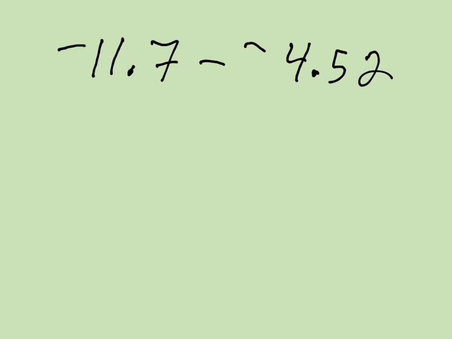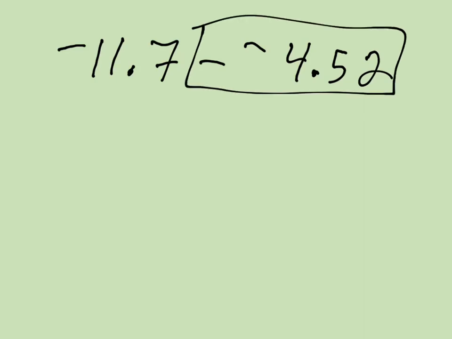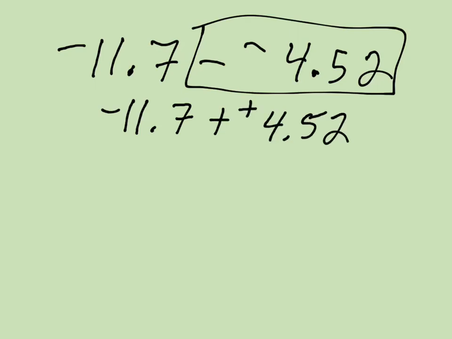So let's say we have negative 11.7 minus negative 4.52. So this we're going to change to an addition problem. Remember, the operation goes with the number after it. So this becomes negative 11.7 plus positive 4.52. Now we know how to add these. We stack them with the bigger number on top.